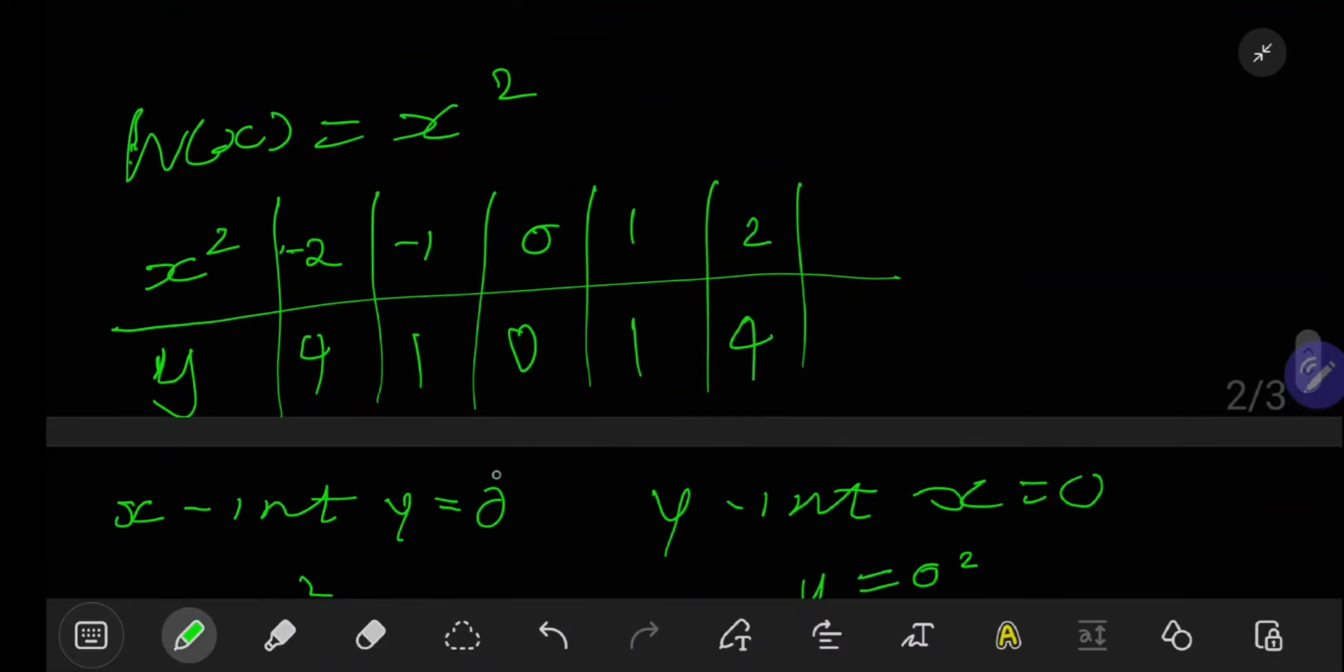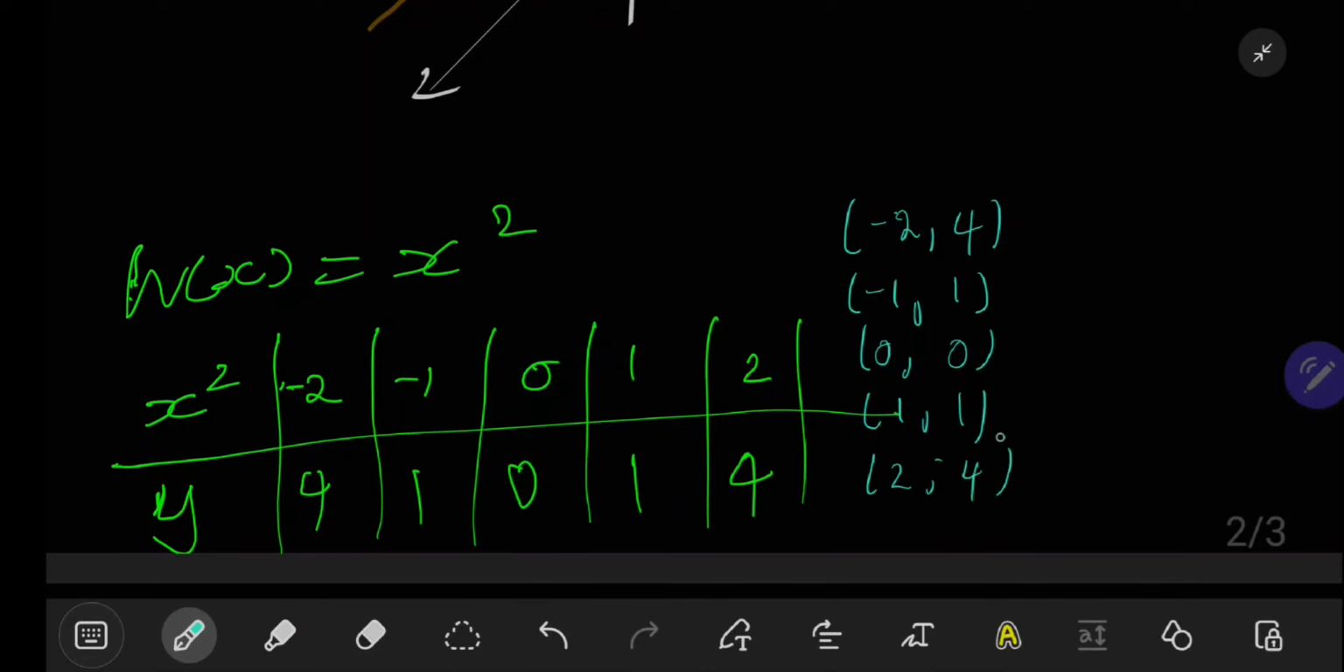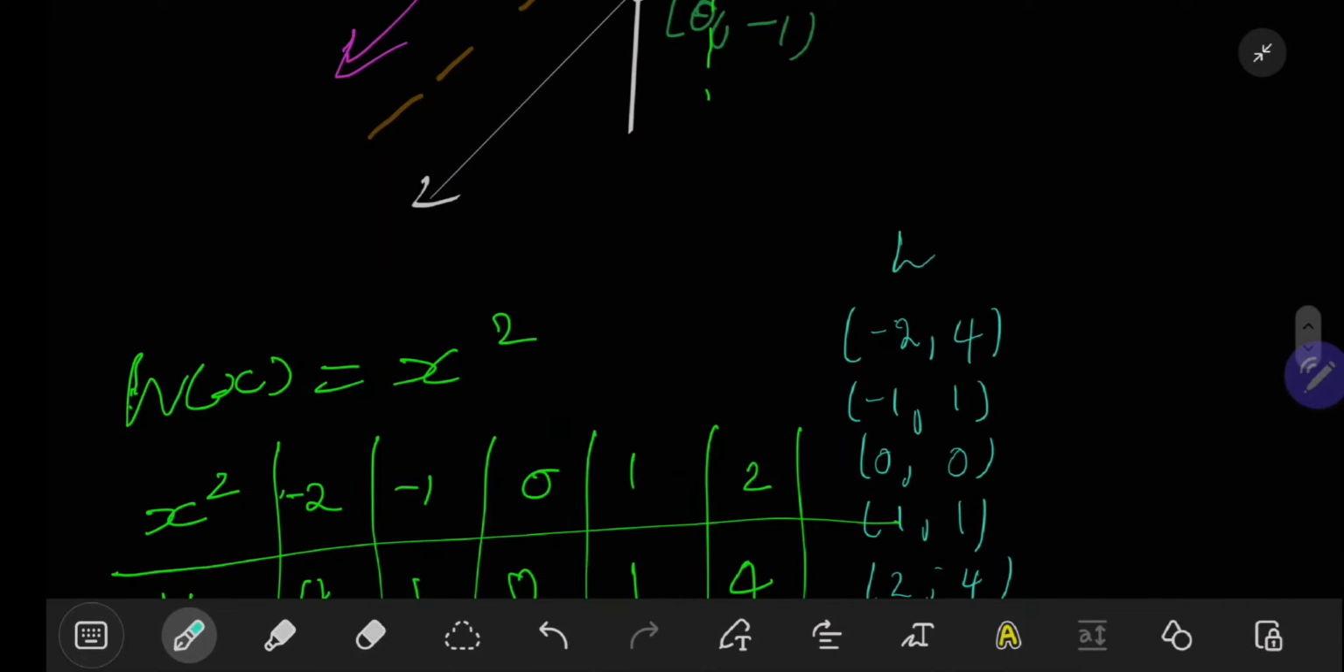So if you use this, then the set of coordinates that you're going to have is that when x is -2, then your y value is 4. When this is -1, this is 1. When this is 0, this is 0. Then when this is 1, this is 1 again. Then when this is 2, this is 4. These are the coordinates for h of x. And we can plot them and then have a nice parabola there, a smiley one.